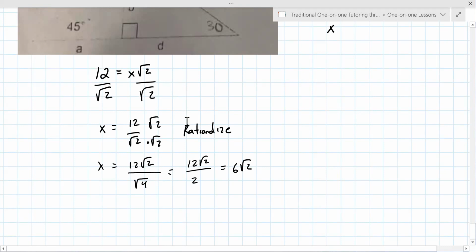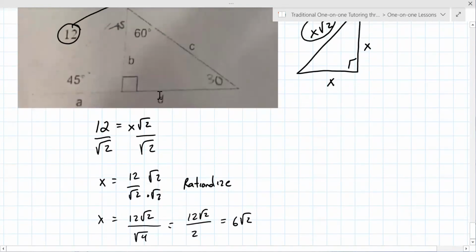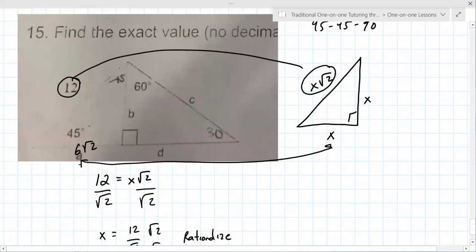You might say, okay, well, thanks, Matthew, but I want a. Well, a is x. Do you see that? A and x are the same. So this is 6 root 2. It also happens to be b, because the legs are the same in a 45, 45, 90. So this is also 6 root 2. Is that clear? Yeah. Okay.